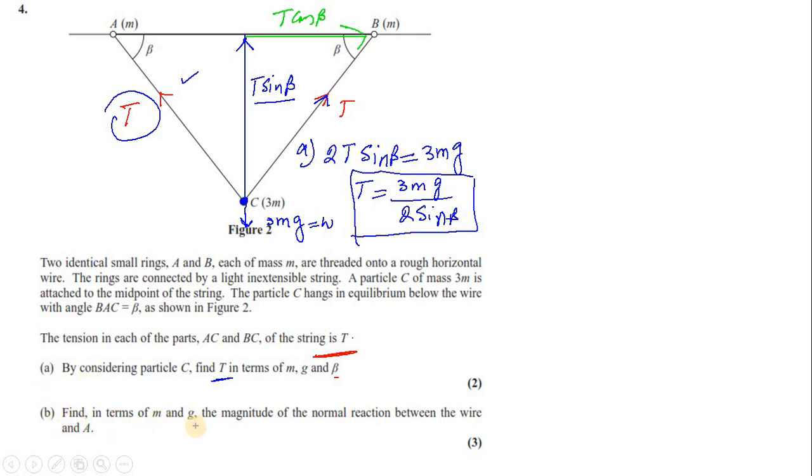B. Find, in terms of m and g, the magnitude of the normal reactions between the wire and A. So for the normal reaction, we have a ring of mass m, and the weight of each ring will be acting down. So we have WA and we have WB, and both weights would be the same because the masses are the same, so each will be equal to mg. And because the weights are acting down, at A and B we have normal reactions. You can visualize the normal reactions on A and B as vertically upward. So we have RA and we have RB. Because we have an isosceles triangle and the masses of A and B are the same, WB equals WA. That means RB must be equal to RA.